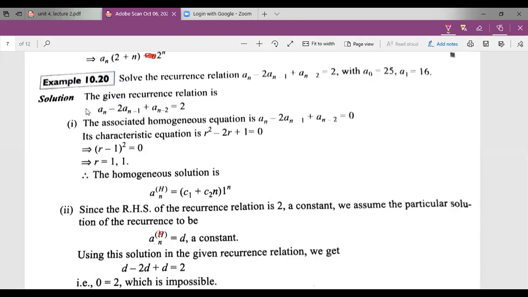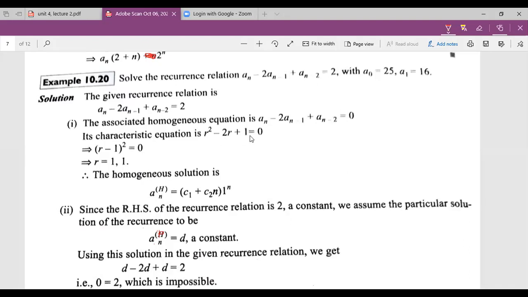So the complete solution of this non-homogeneous recurrence relation is the sum of the homogeneous solution and the particular solution. First we find the homogeneous solution. The associated homogeneous equation is a_n minus 2a_{n-1} plus a_{n-2} is equal to 0. The degree of this homogeneous equation is 2. So next we write the characteristic equation, that is r square minus 2r plus 1 is equal to 0.